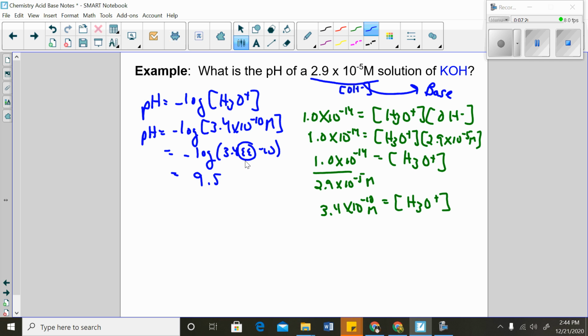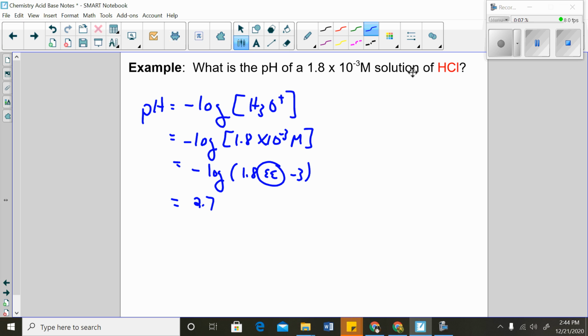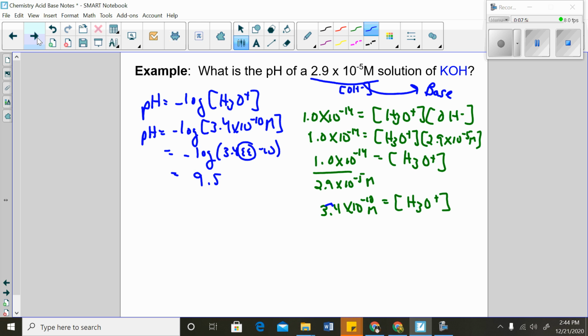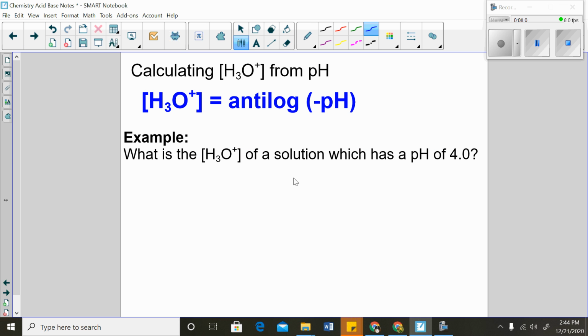And this should make sense, right? This is a base, so the pH of a base should be in this range, 9.5. So here, this was the pH of an acid, pretty strong one, right? HCl, so 2.7 makes sense. And then here, this 1.0 times 10 to the negative 7th, that's right around neutral, and always if you have a 1, the exponent will match. And here we weren't given a chemical, but just anything with a pH near 7 or at 7 is neutral. All right, so now what if you have the pH and you want the concentration?